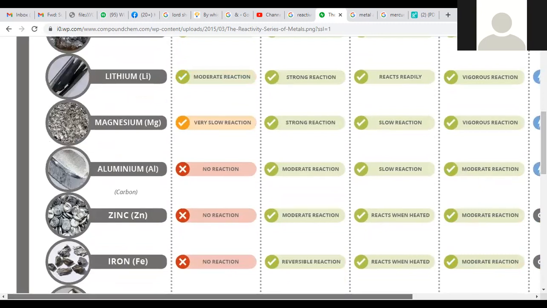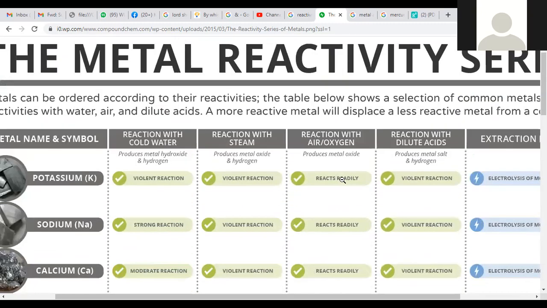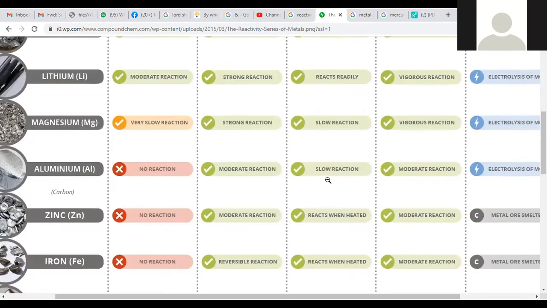When we move on to aluminium's reaction with oxygen, aluminium oxide will be formed. Alumina, Al2O3, is the product upon treating with oxygen, and towards acid, moderate reactivity you can clearly observe. And again, here aluminium can be purified and extracted by the process called electrolysis.